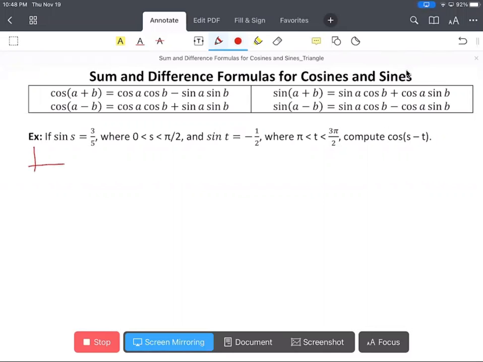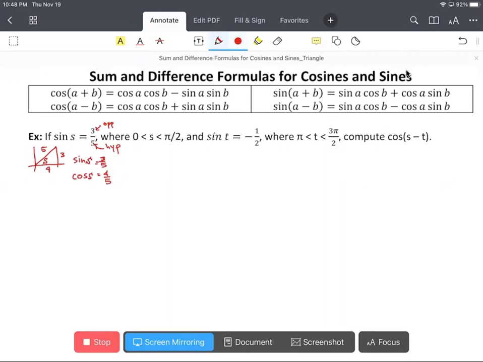So we're going to draw a triangle S, and we know that 3 represents opposite and 5 represents hypotenuse. So I'm going to put 5 there, and opposite will be 3. And since this is a 3, 4, 5 triangle, I know that my adjacent will be 4. So we know that sine S is already given, which is equal to 3 over 5. However, by looking at this, cosine S is equal to 4 over 5, using SOHCAHTOA.